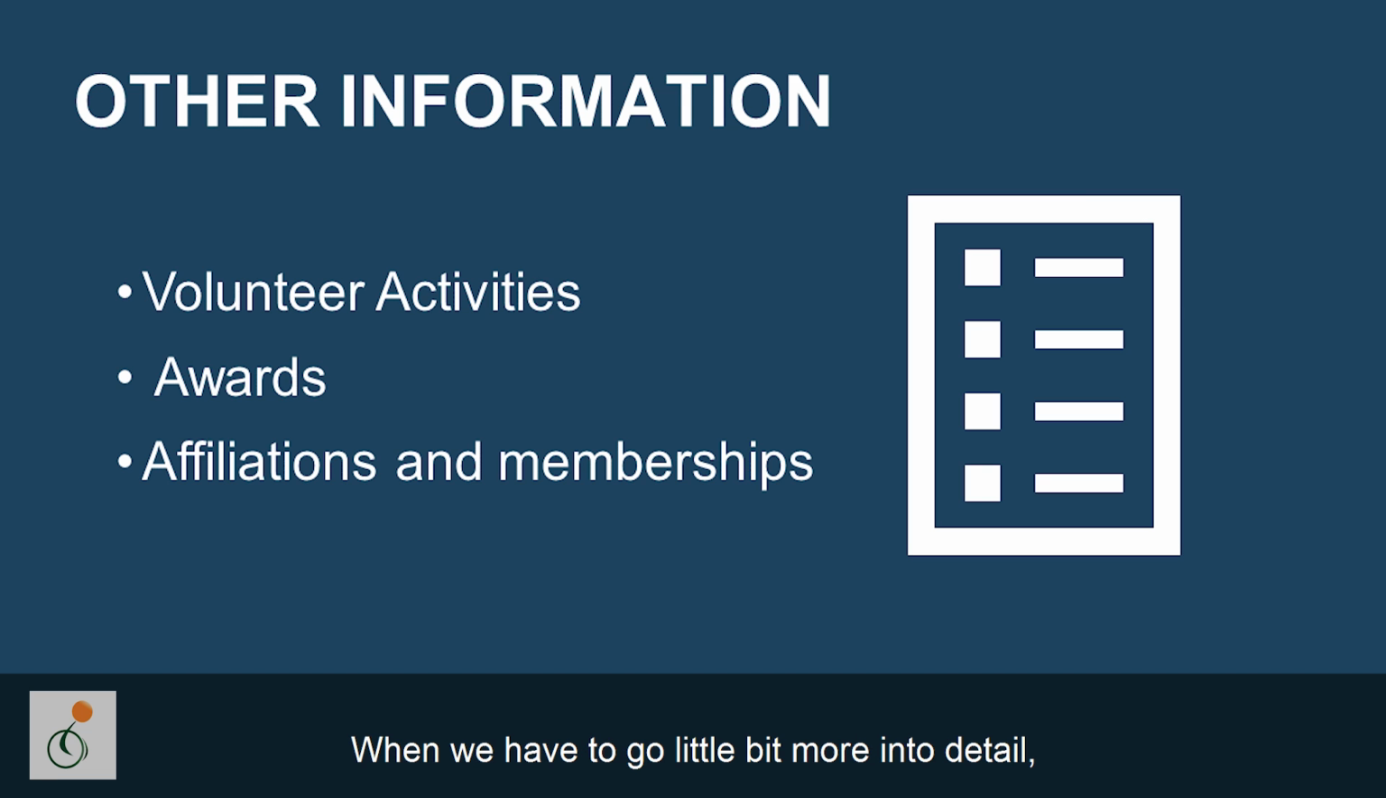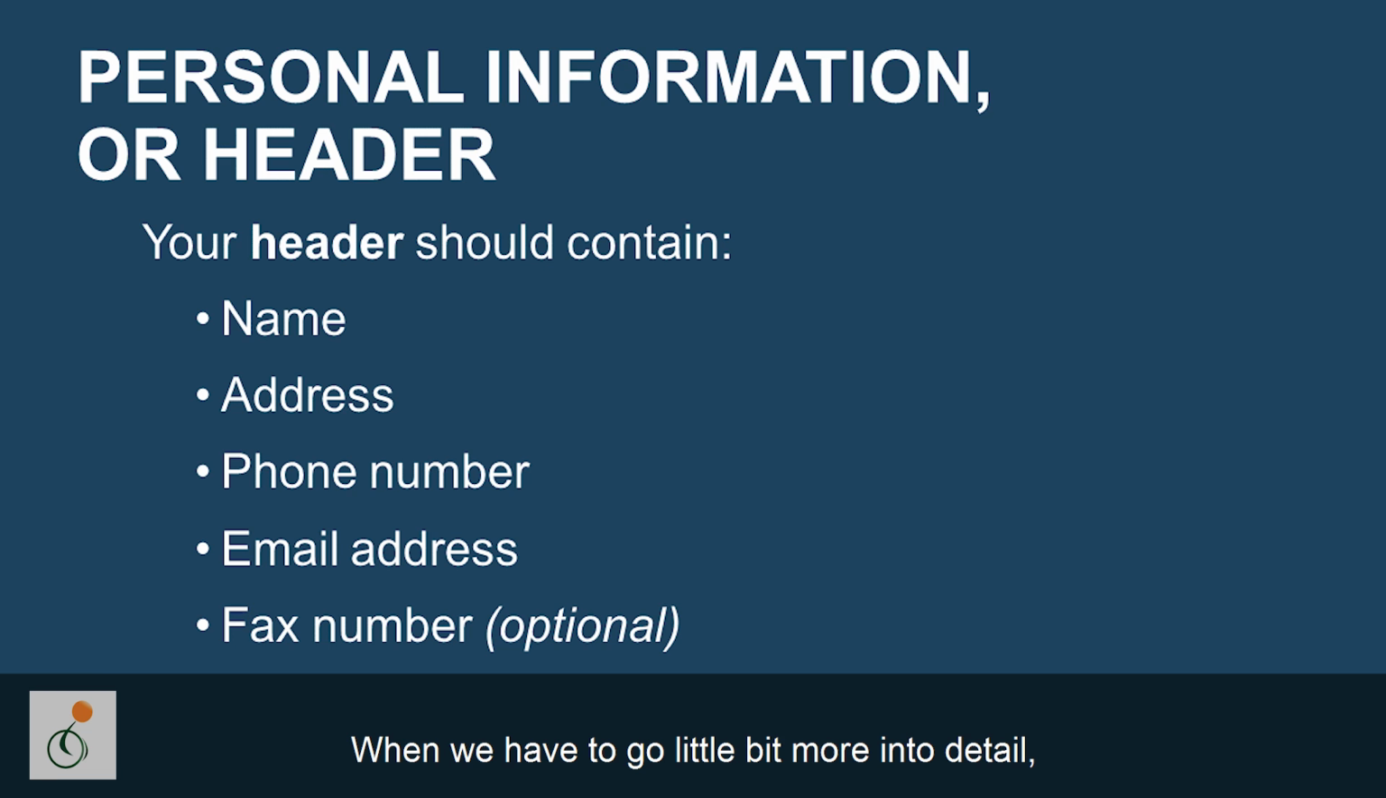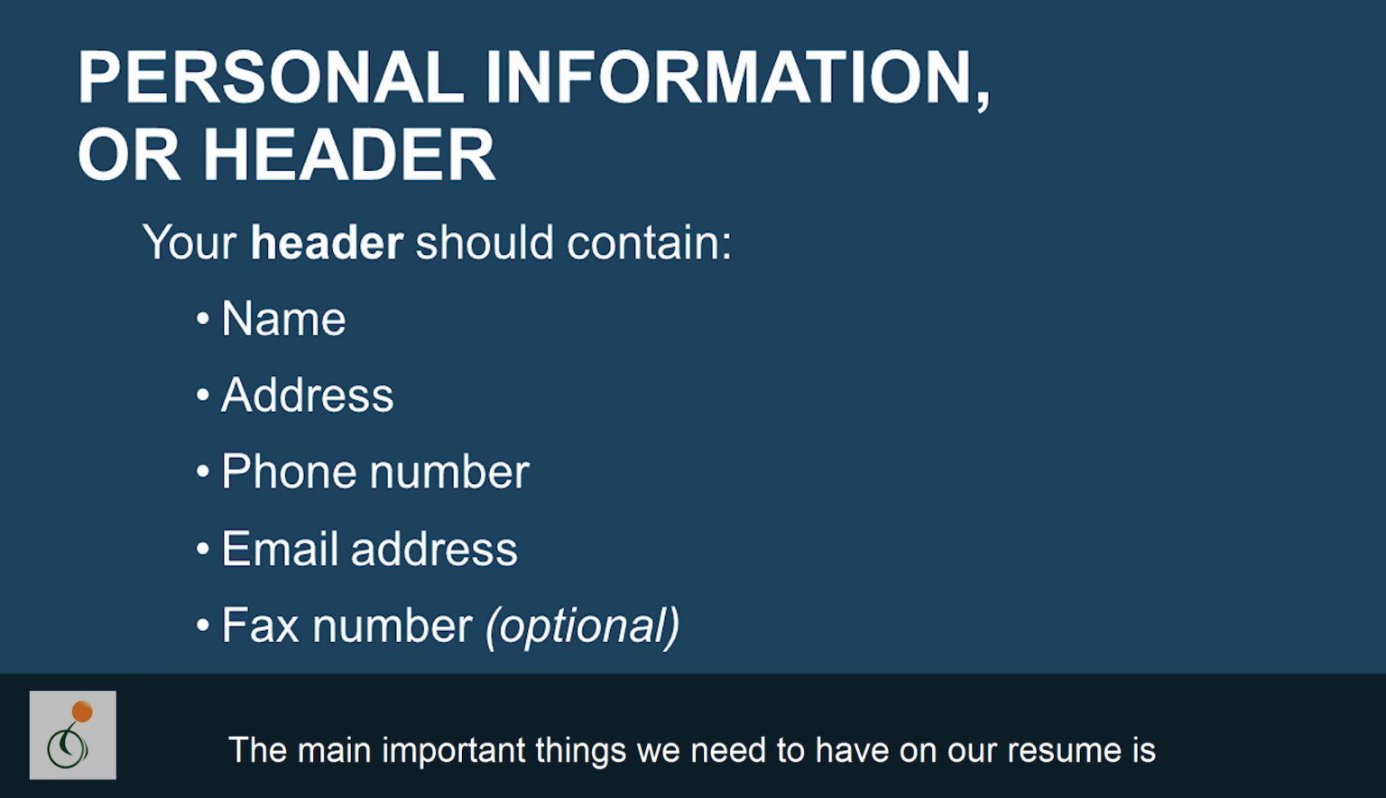When we go a little bit more in detail, when we are talking about personal information, what we're talking about is your name, your address, your phone number, your email address, and the first number is really optional. And then for the address, even nowadays, we don't really need to have our address on. The main important things we need to have on our resume are our phone number and our email address, because that will help the employer reach out to us to schedule an interview.